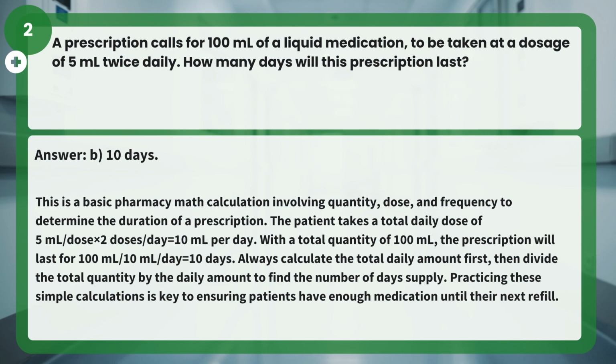Always calculate the total daily amount first, then divide the total quantity by the daily amount to find the number of days' supply. Practicing these simple calculations is key to ensuring patients have enough medication until their next refill.